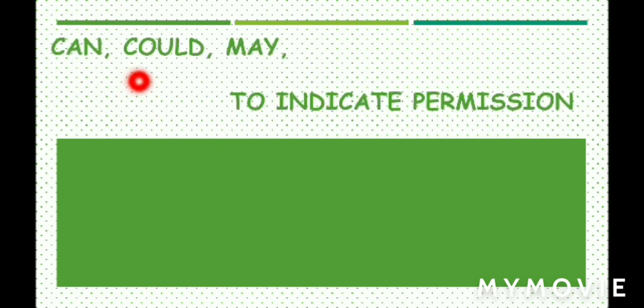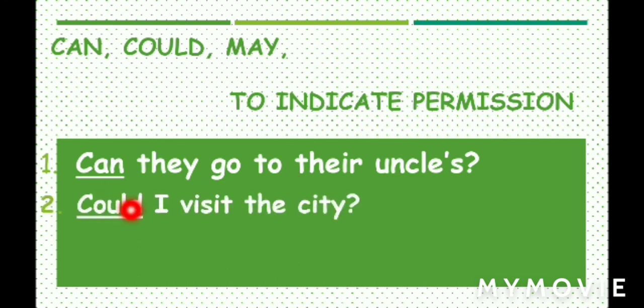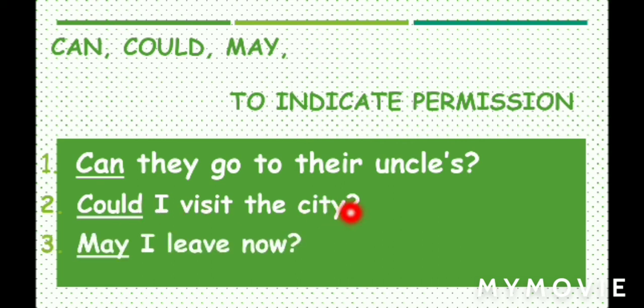Next, use can, could, and may to indicate permission. Let's see. Can they go to their uncle's? Now, can is used over here for permission. Next one. Could I visit the city? And third one. May I leave now? Can, could, and may are indicating permission.